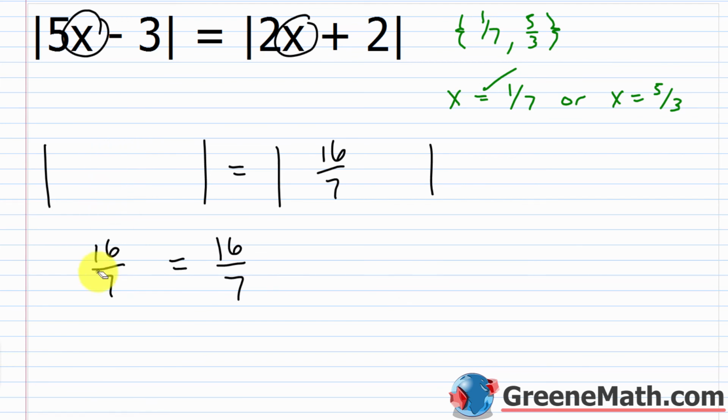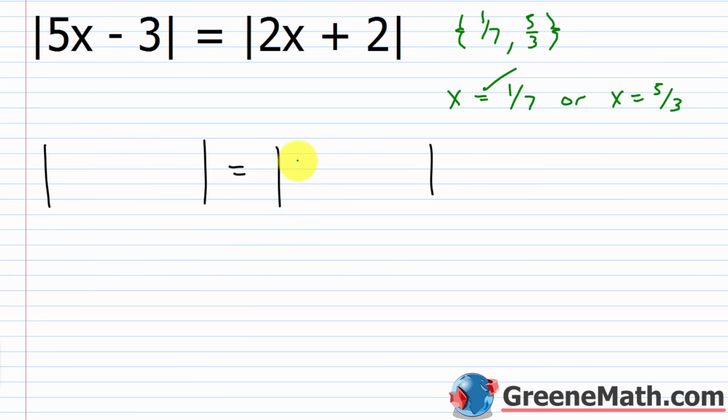Now for the next part, let's check the other guy. We're going to end up with the same value in each side in the absolute value operation because we did this equals this without making one of them the negative of the other. So for the other one, we have the absolute value of 5 times 5/3 minus 3. Then this equals the absolute value of 2 times 5/3 plus 2.